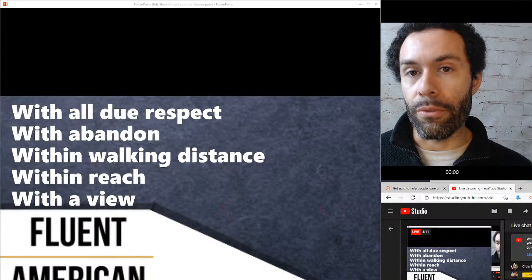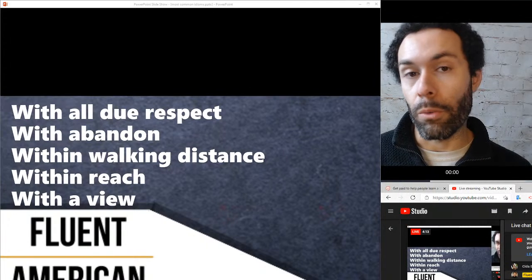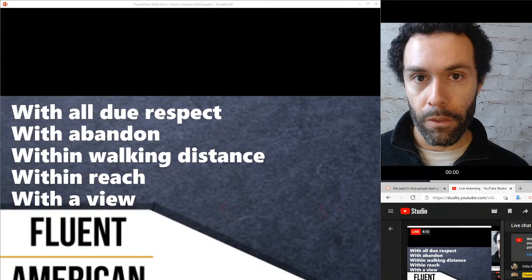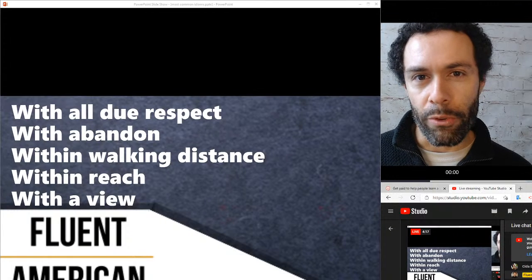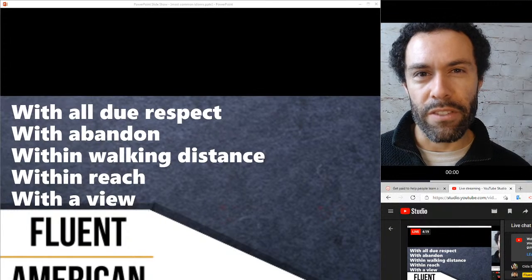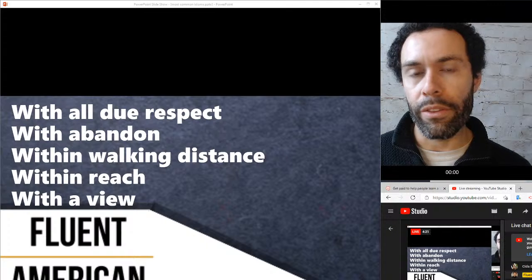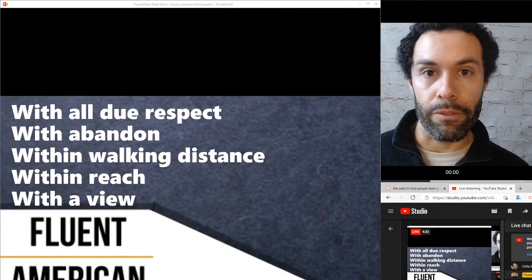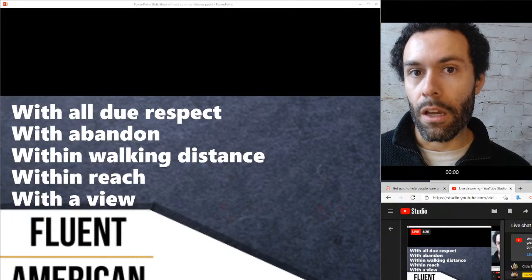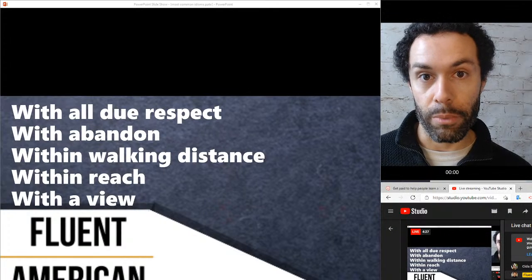And our last one, with a view. Again, we get some more linking. With a. I think something that's helpful when you're practicing this is not to separate the sounds. It's not "with a view." That's not how these phrases are typically going to sound when you're saying them naturally in a conversation. It's going to be linked and joined together.